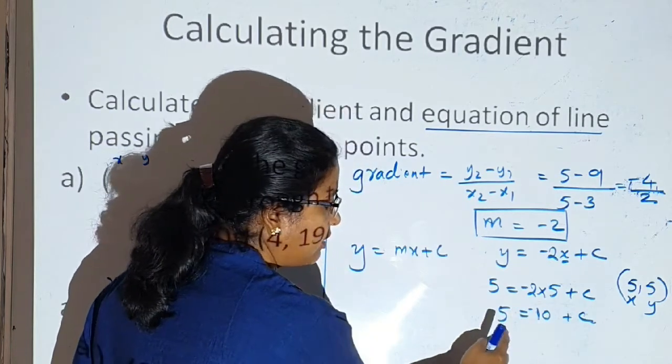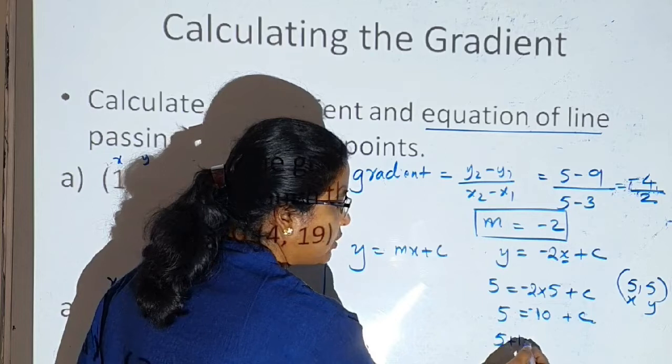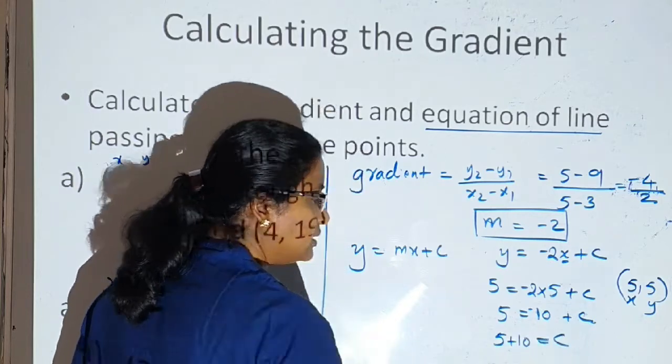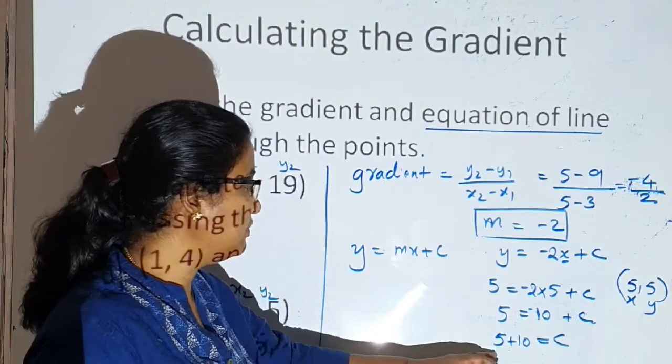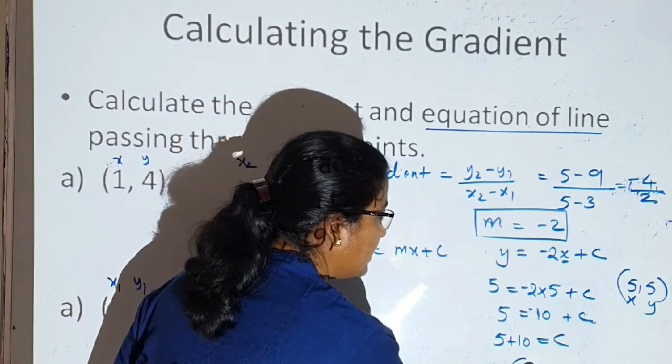So bring this negative 10 to the left side, it becomes positive 10, which is c. So 10 plus 5 is 15. So the value of c is 15.